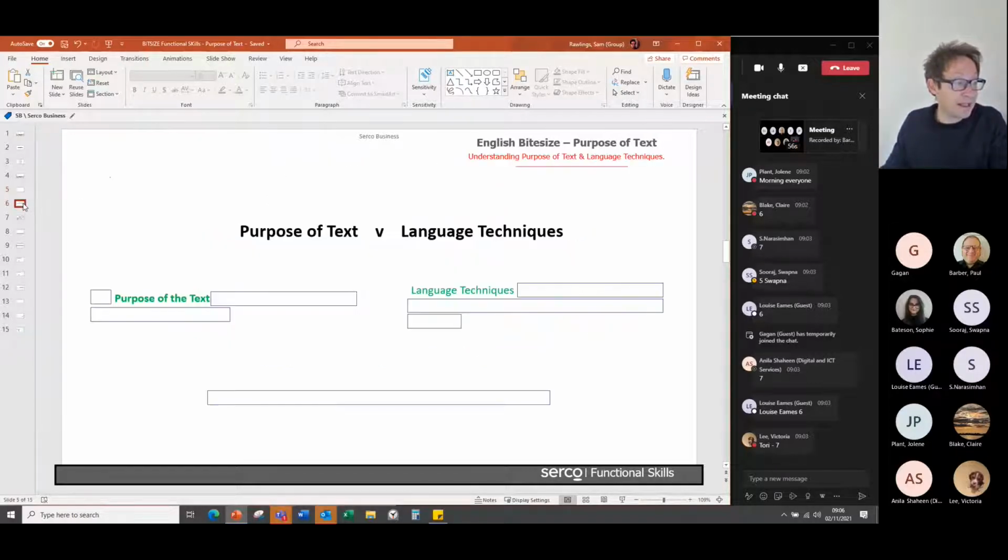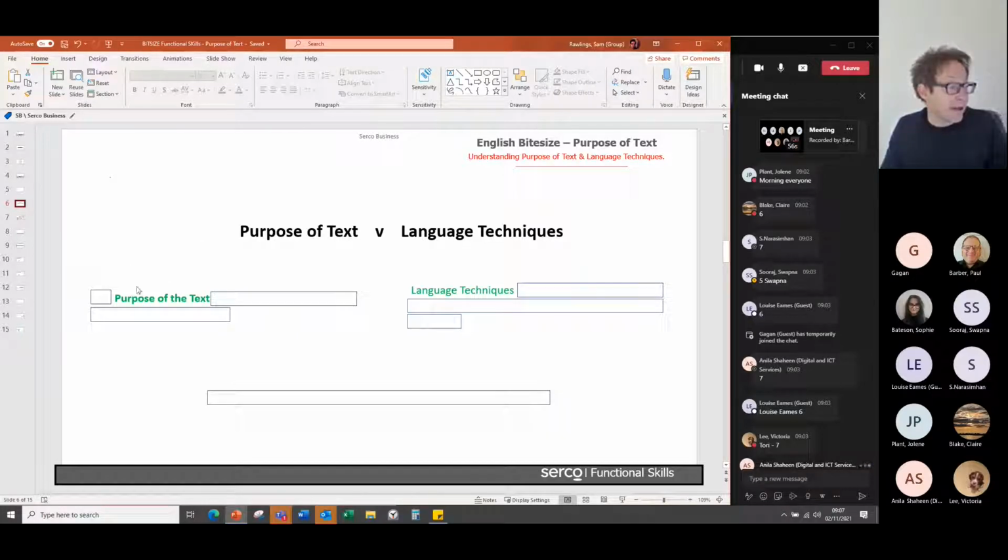So let's begin here. As I said, purpose of text and language techniques are two really key terms that you need to have a clear understanding of in order to do well in your functional skills exam. Even after this session, when we've talked about them, it would be really good to go away and do a bit of practice, maybe write post-it notes and try to memorize these terms and some examples of them. But first of all, let's clarify what is purpose of text.